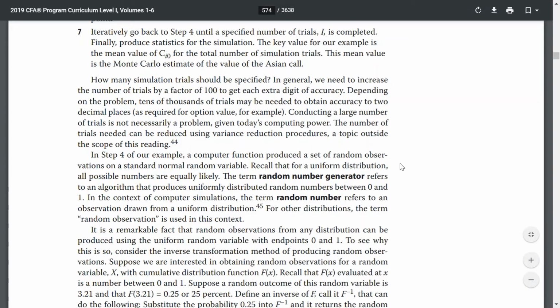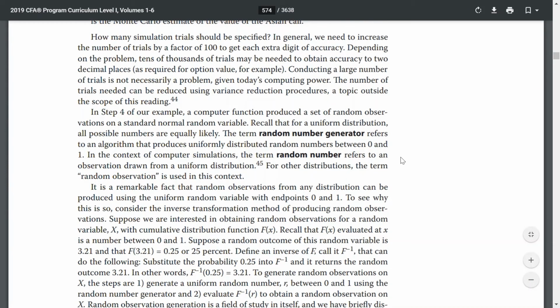In step 4 of our example, a computer function produced a set of random observations on a standard normal random variable. Recall, for a uniform distribution, all possible numbers are equally likely. The term random number generator refers to an algorithm that produces uniformly distributed random numbers between 0 and 1. In the context of computer simulations, the term random number refers to an observation drawn from a uniform distribution. For other distributions, the term random observation is used in this context.